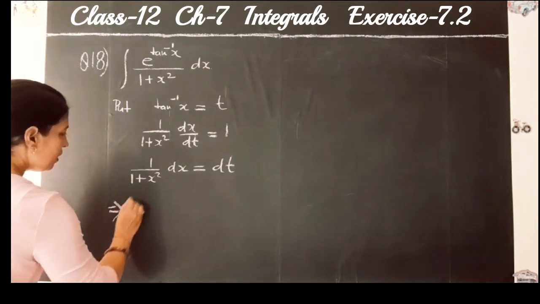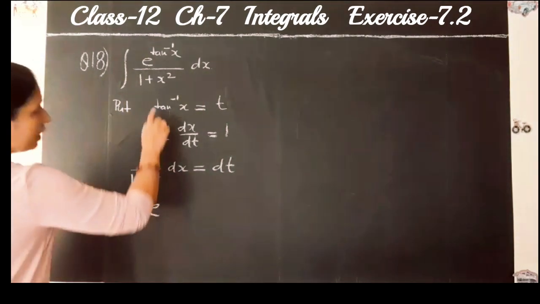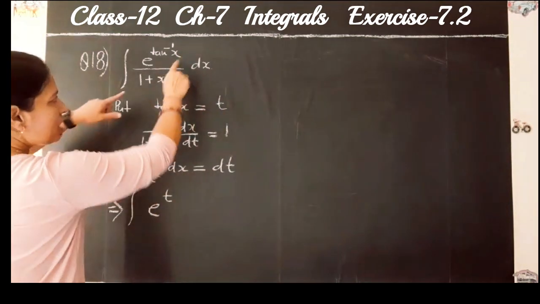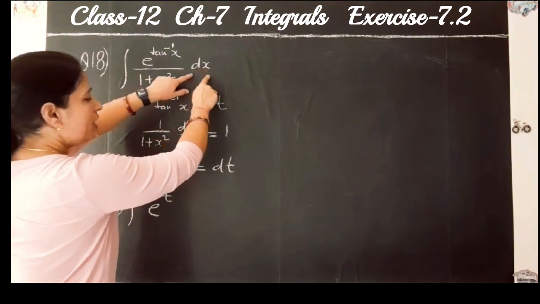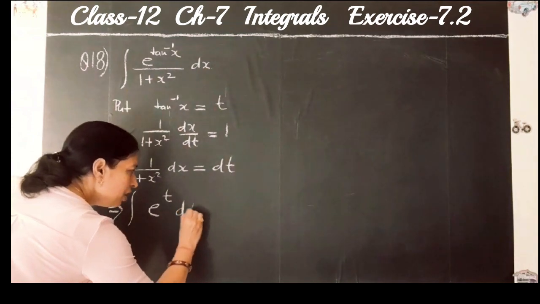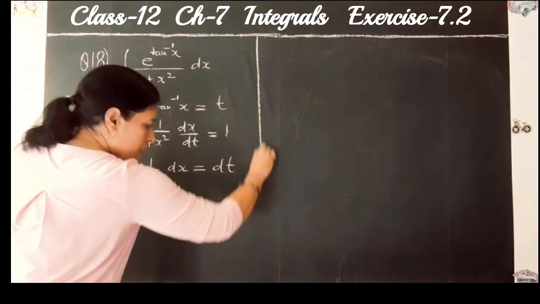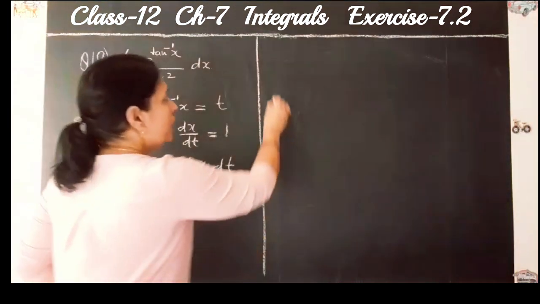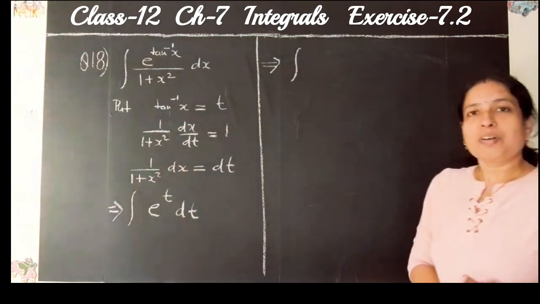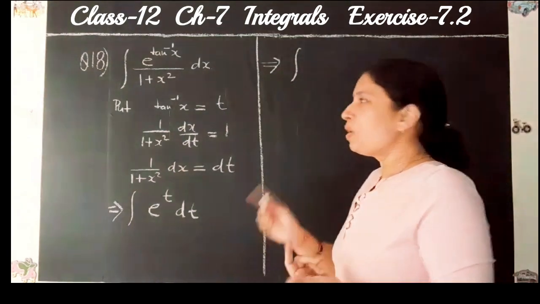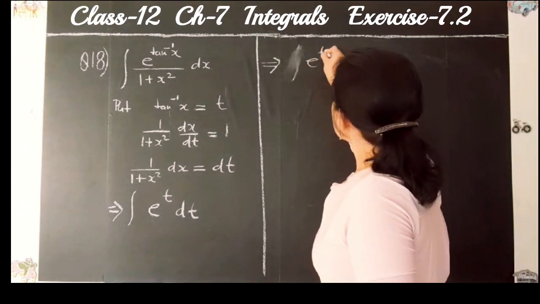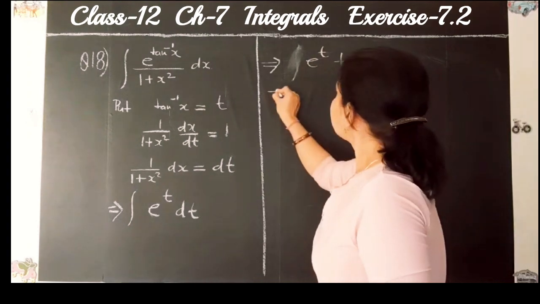So our integral becomes e to the power tan inverse x, which is t, so it will be e to the power t. And in place of 1 by 1 plus x square dx, we can write only dt. So it will be e to the power t dt. Now this one is in standard form. Yes, we can use the formula of the integral of e to the power t. What is the formula for the integral of e to the power t? E to the power t. Yes. So write directly, it will be e to the power t plus a constant c.